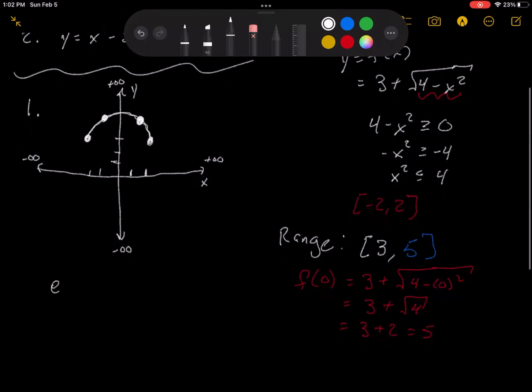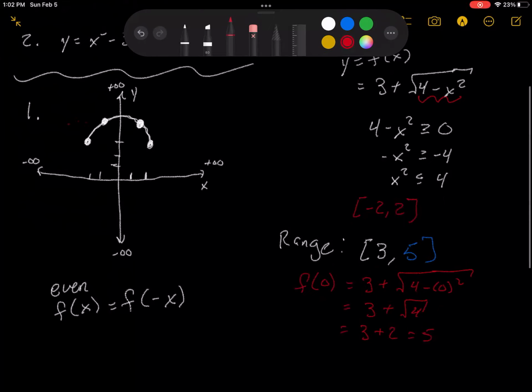So this is an even function because f at x returns the same thing as f at minus x, right? You get the same y value for these two opposite x values. So it's an even function because we're symmetric over the y-axis.